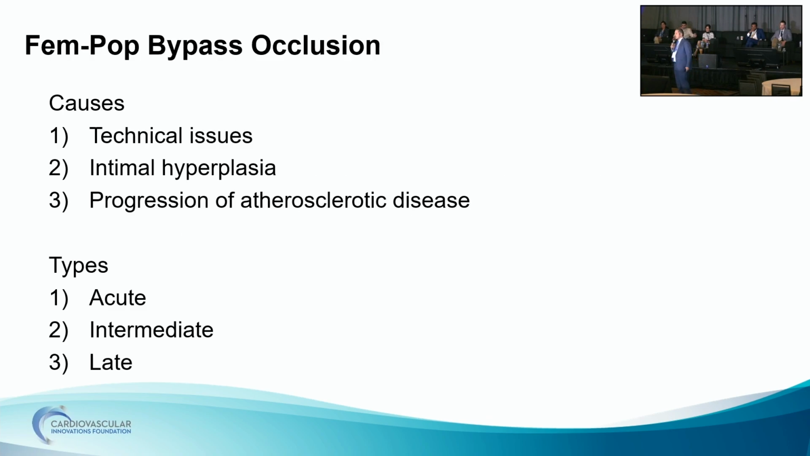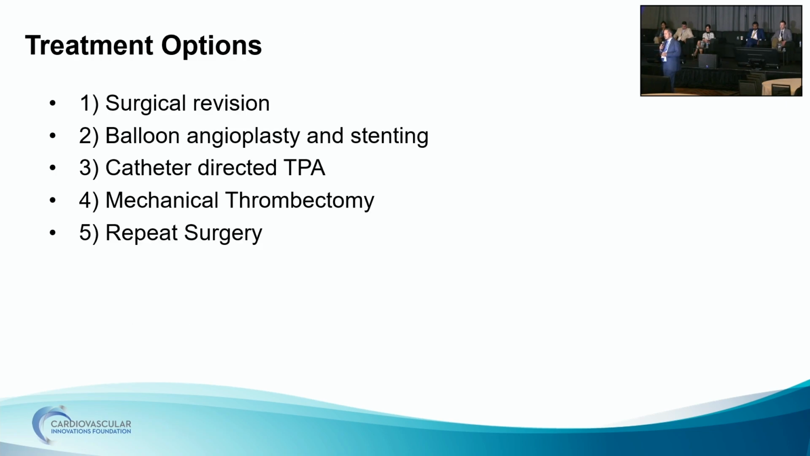So when you look at fem-pop bypass occlusion, there's really not a lot of papers that I was able to find, but usually they say the cause will be either technical issues, intimal hyperplasia, or progression of atherosclerotic disease. And of course, that depends on the type of the bypass graft that was used, and I will assume in this instance it is the vein graft that was used. And the type, it can be acute, intermediate, or late graft failure. And treatment options that were proposed are surgical revision, balloon angioplasty and stenting, catheter-directed TPA, mechanical thrombectomy, or repeat surgery.